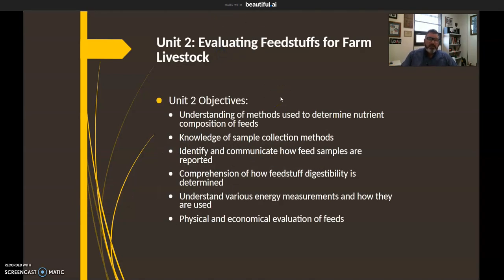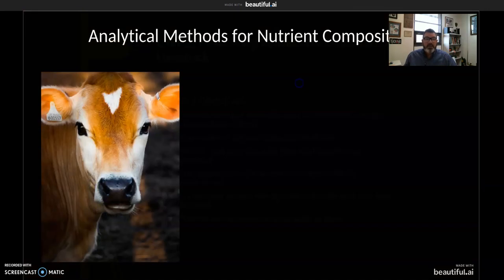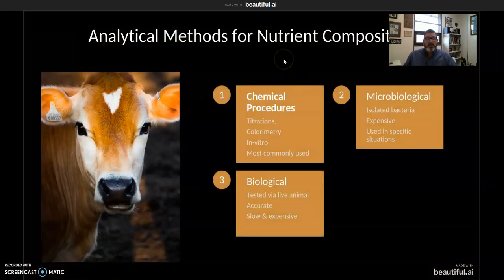I'll let you go over the objectives here, but again, suffice it to say that we're going to talk just briefly about sampling methods, how we understand feedstuff digestibility, and how we do some just physical and visual appraisal of feeds. First things first, let's talk about analytical methods for nutrient composition. There's essentially three ways that we can go about determining nutrient need, and we'll hit into these in a little bit more detail as we go here.